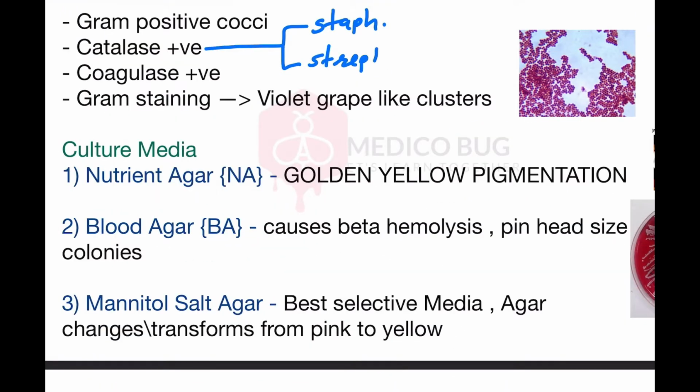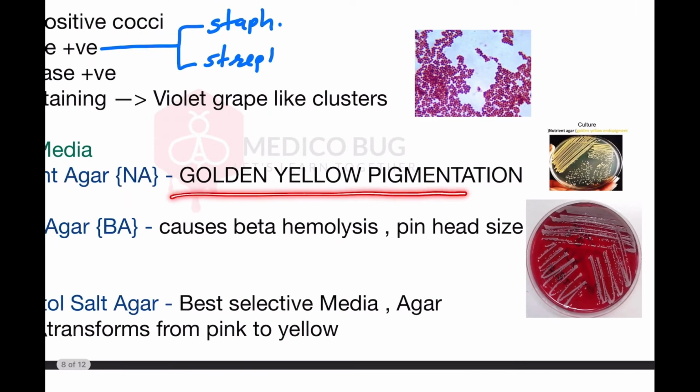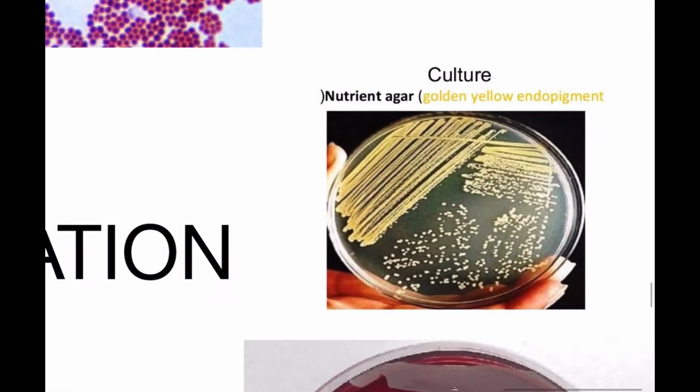Now we will talk about culture media. We all know that for diagnosis purposes we have to grow this bacteria on culture, so we use different types of culture media. First of all, it is nutrient agar. If we take nutrient agar and put this bacteria, it will grow and appear with golden yellow pigmentation. In this picture we can see the colonies have golden yellow pigmentation. So this was about nutrient agar.